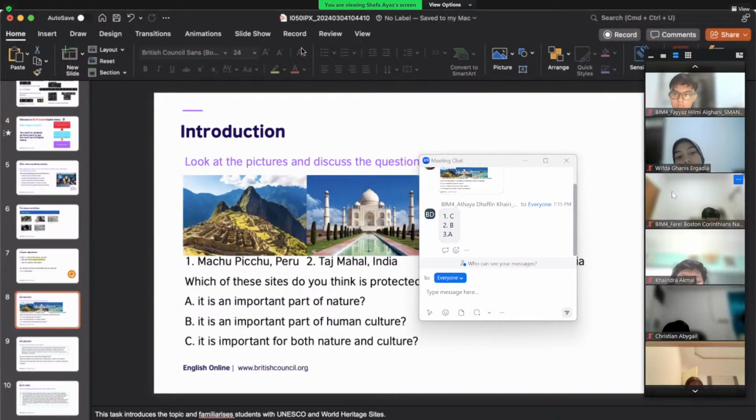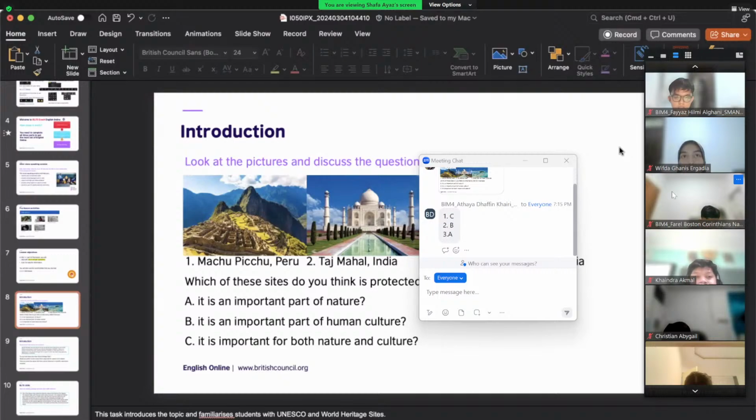And then number 3 is an important part of nature, because we think that the Great Barrier Reef is a protected reef in Australia and one of the important parts of nature. And the ones protected by UNESCO are Machu Picchu and Taj Mahal. Very good. Okay, I think that's all.